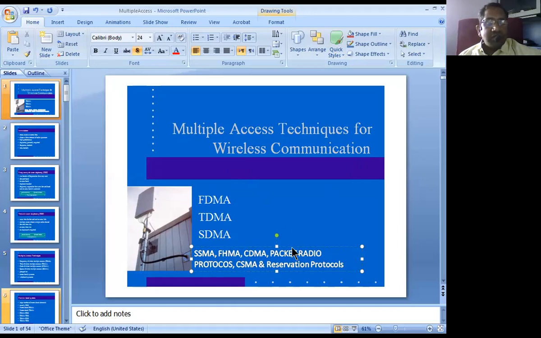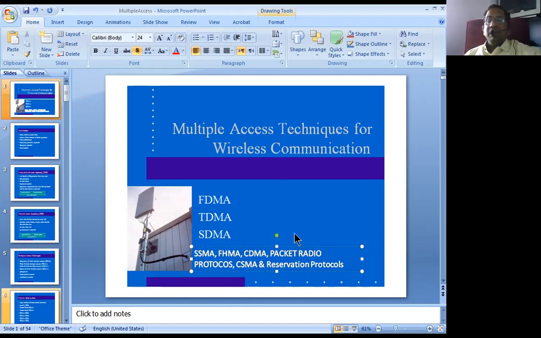Now, already we discussed a multiplexer. We know what a multiplexer is. A multiplexer is always going to connect many input signals to a single output. Multiple access is related to something like a multiplexer, where a single bandwidth resource is being shared among many users by using these multiple access techniques.